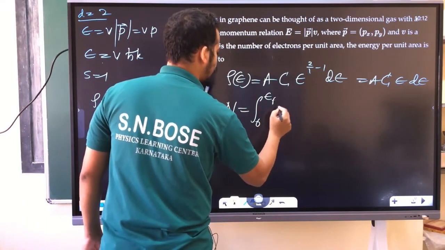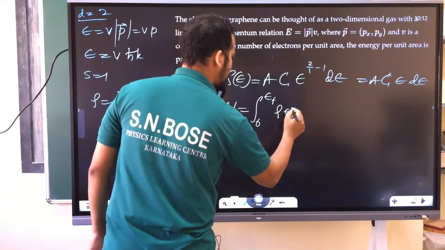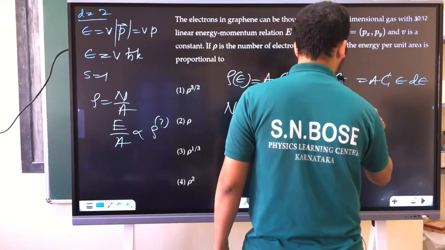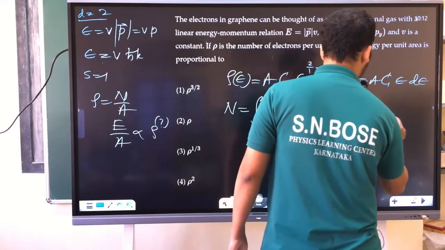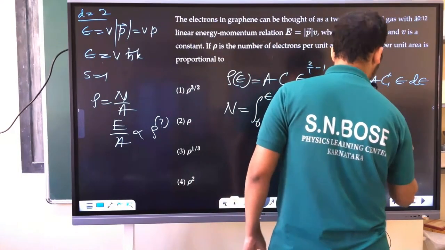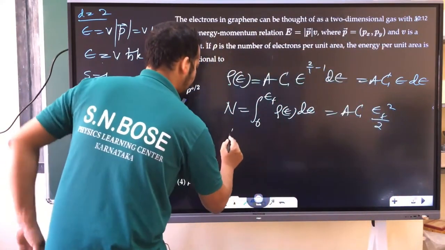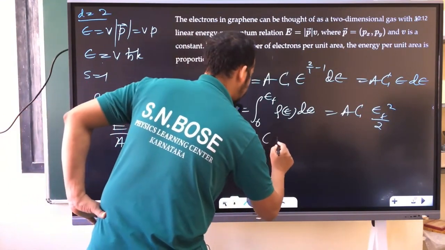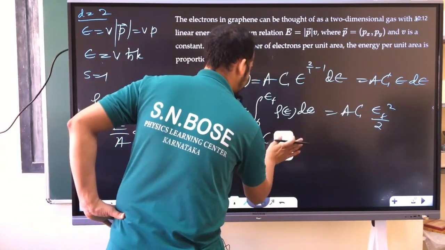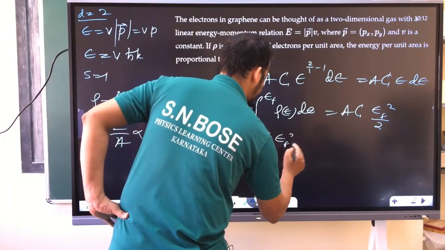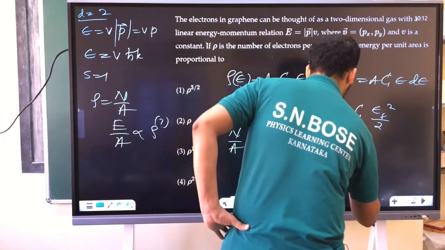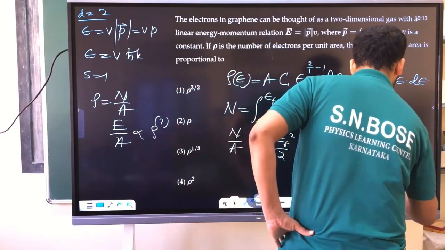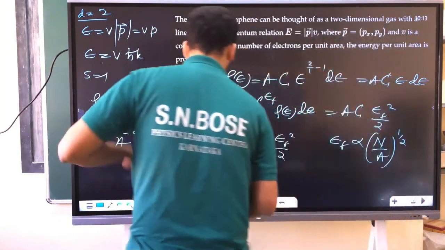0 to EF, rho of E dE. So let me write it quickly. Area into constant into EF square by 2. Number per area depends on constant into EF square by 2. That means EF is proportional to number per unit area to the power 1 by 2. That's one expression you got.